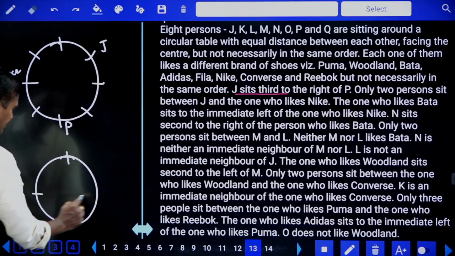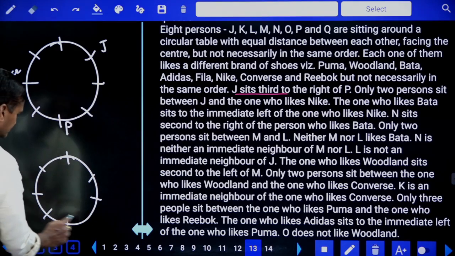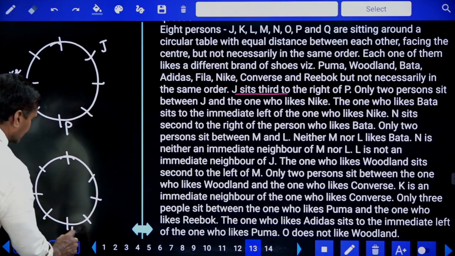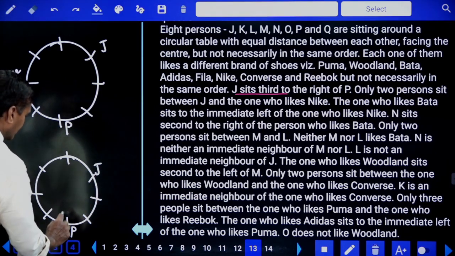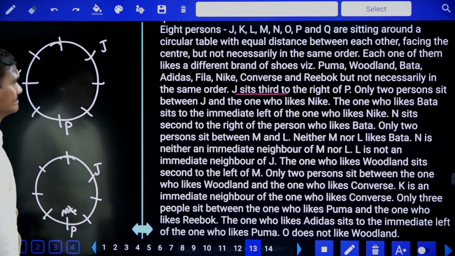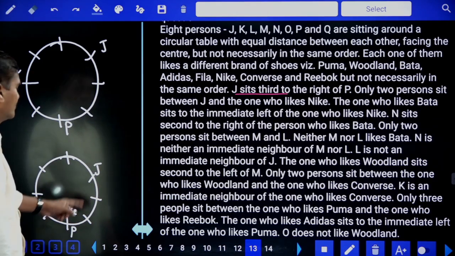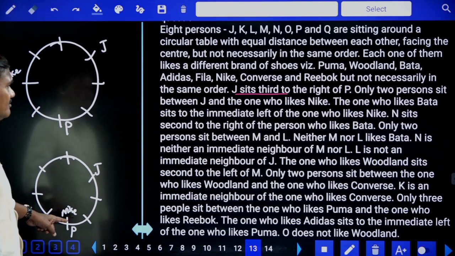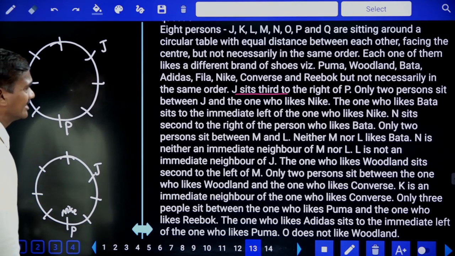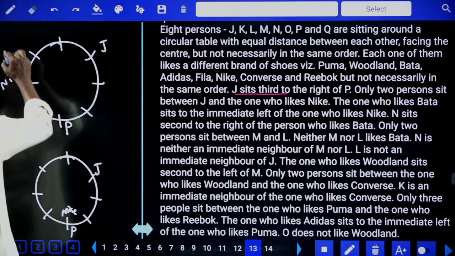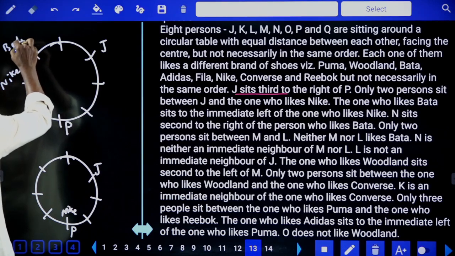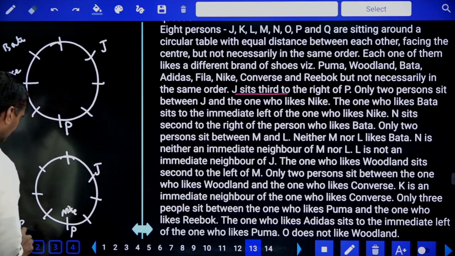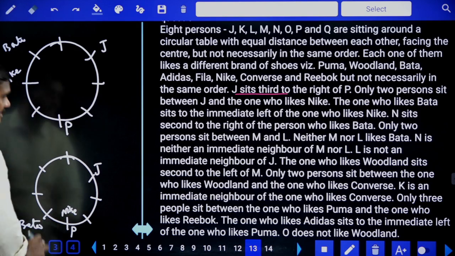This P can be Nike. Done. Now P is here. Now J is here. Now this is the person who owns Nike. Done. And J sits third to the right of P. And only two persons between J and the one who likes Nike. And the one who likes Bata sits to the immediate left of the one who likes Nike. Bata is to the immediate left of Nike. Now this Bata is to the immediate left of the one who owns this Nike brand.